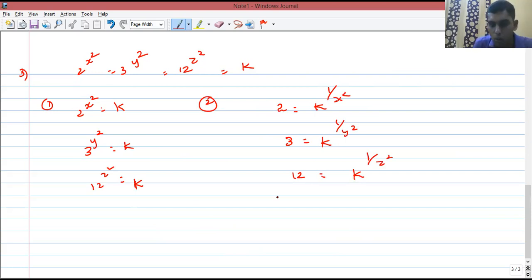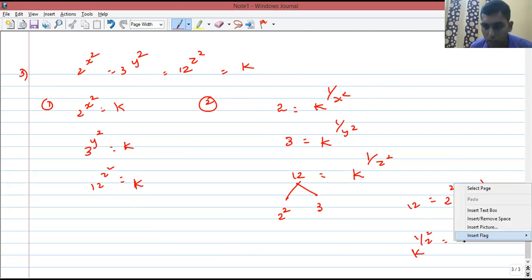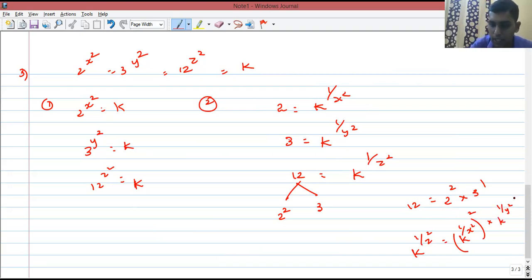Now, if you see, 12 can be written as 2 square into 3. 2 square is nothing but 4, and 4 into 3 is 12. Hence, substitute this: 12 can be written as 2 power 2 into 3 power 1. So k power 1 by z square is equal to k power 1 by x square, the whole square, into k power 1 by y square. Now if you simplify, you will get the right answer.